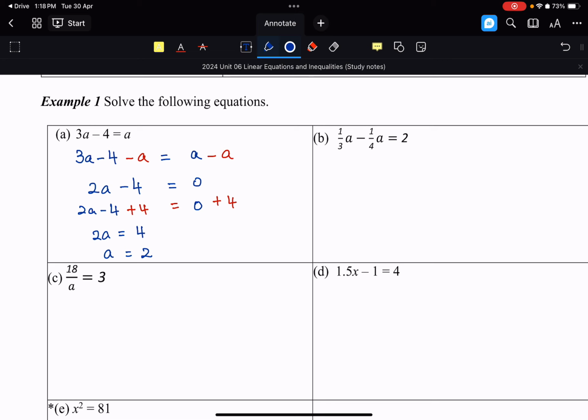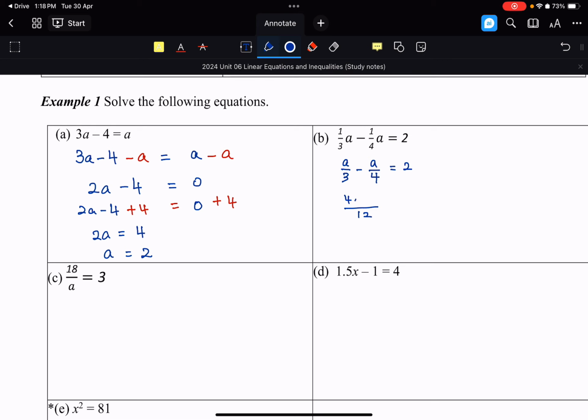Okay, so how about the next scenario? What happens if we have some fractions? Well, the idea is still the same. Whatever we do on the left hand side, we do on the right hand side. I'm going to begin by writing it in this form: a over 3 minus a over 4 equals 2. Now, there's a subtraction of fractions, so we're going to make the denominator the common multiple of 3 and 4. In this case, 12.